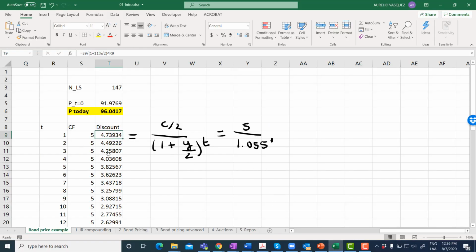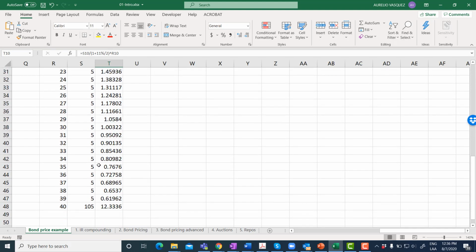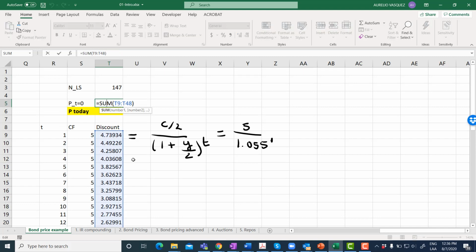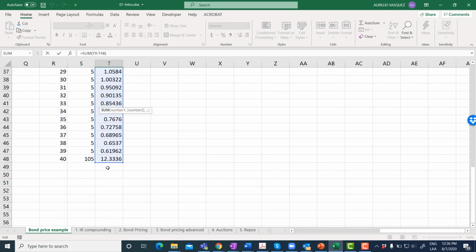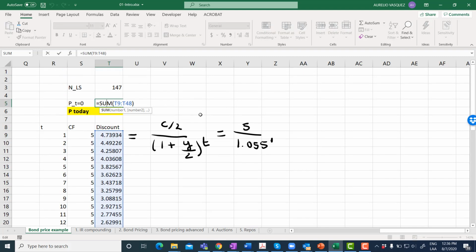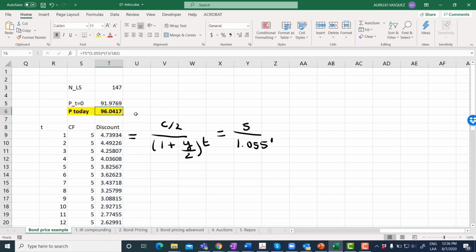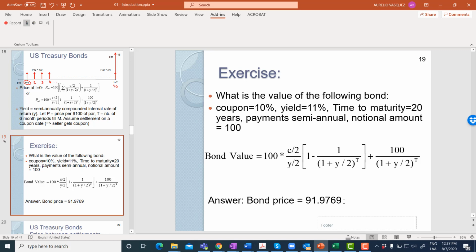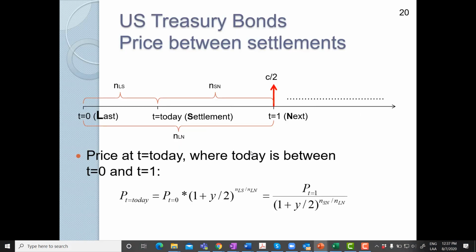Then the price I'm going to find for my bond, so I do the same thing for all cash flows, up to 40. And then the price I'm going to find for my bond is the summation of all these cash flows. So I get the same value as before, 91.9769, which is this price.